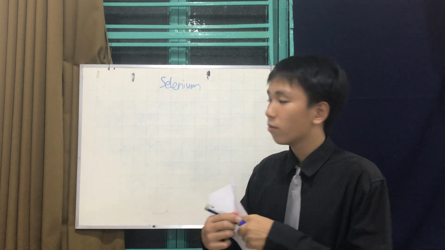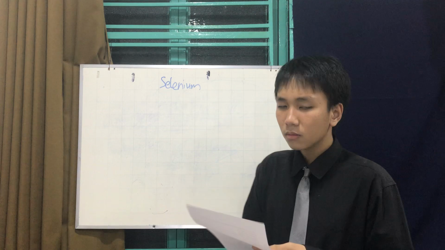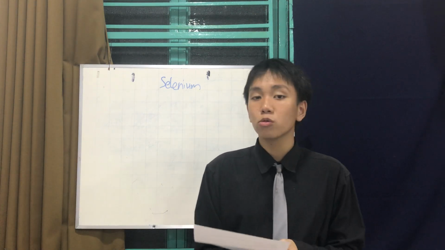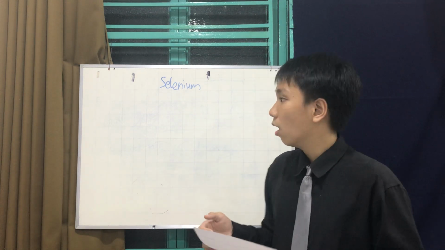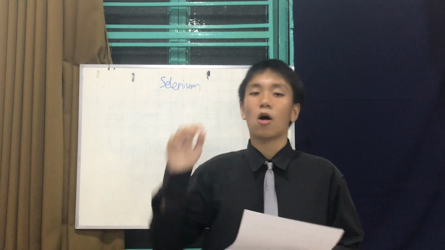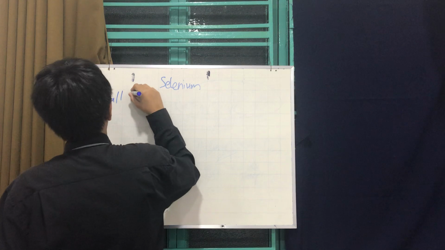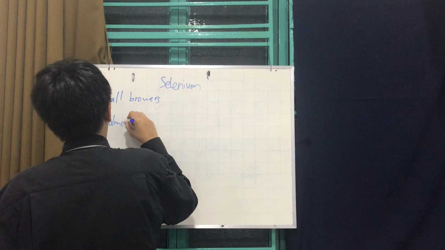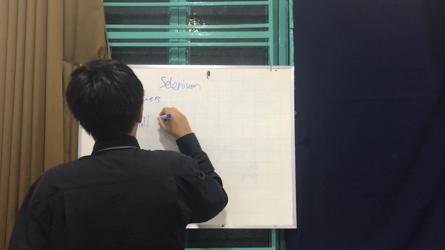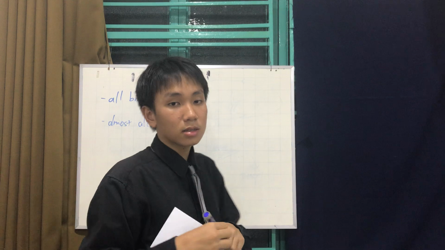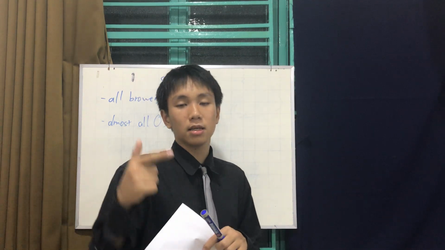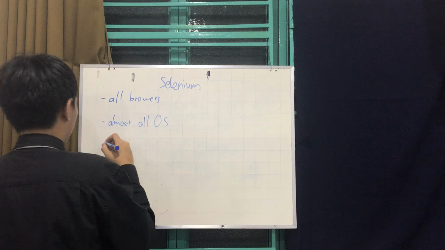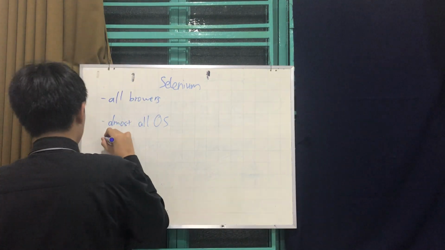So what is Selenium in general? Well, Selenium is a very powerful tool that will help us control web browsers through programs. So in short, it is just like software automation. It works for all browsers, almost all operating systems, or OS for short. Operating systems meaning Windows, macOS, or Linux, things like that. Kali Linux or Raspbian, things like that.